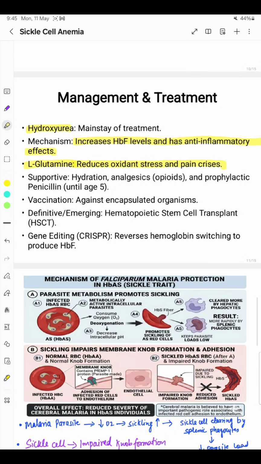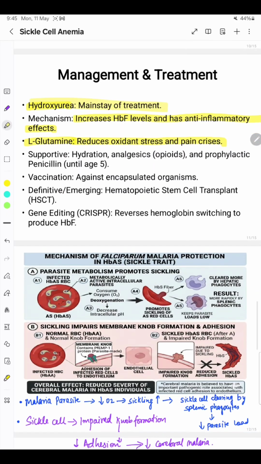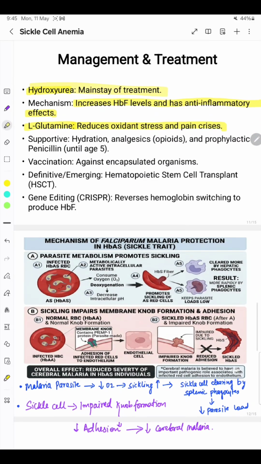Management of sickle cell disease. Hydroxyurea is the mainstay of treatment of sickle cell disease. Hydroxyurea increases HbF level and has anti-inflammatory effects. HbF decreases the polymerization of HbS and ultimately decreases sickling. L-glutamine reduces oxidant stress and pain crisis.